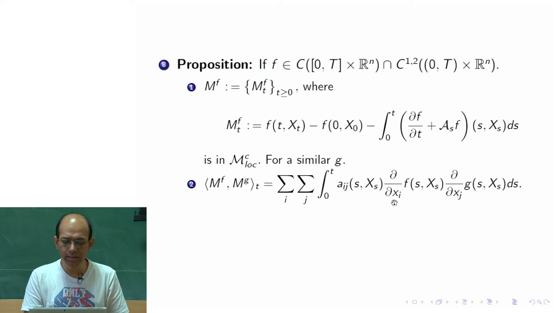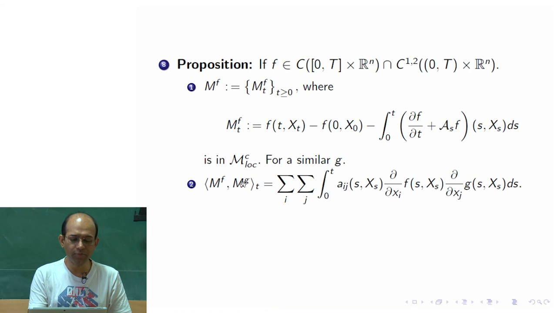a_ij(s, X_s) ∂/∂x_i f(s, X_s) and ∂/∂x_j g(s, X_s). Okay, because f is a function of time and x. But here it is multivariable. So in that multivariable function, you take the partial derivative with respect to the ith coordinate, you get another function which is also a function of time and the multivariable in R^d, and in that function you evaluate at (s, X_s). So that is the meaning of this notation. Similar meaning was also there. So this integration would be the quadratic covariation of M^f and M^g.